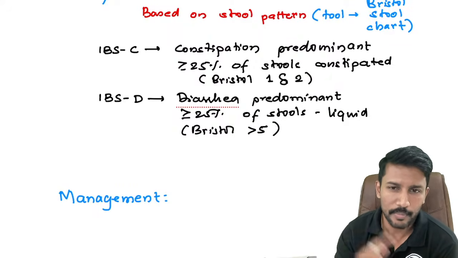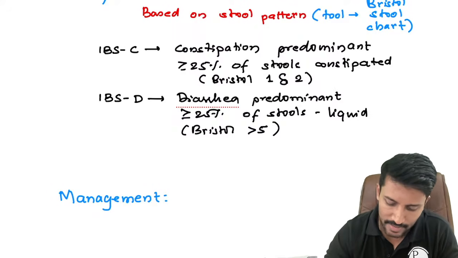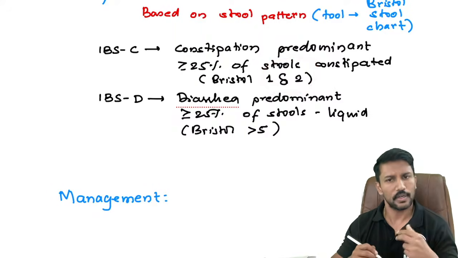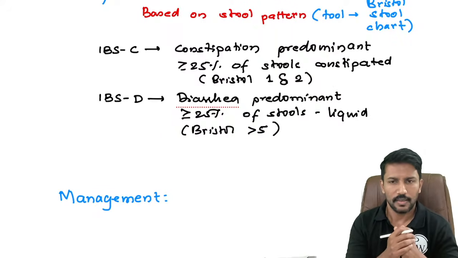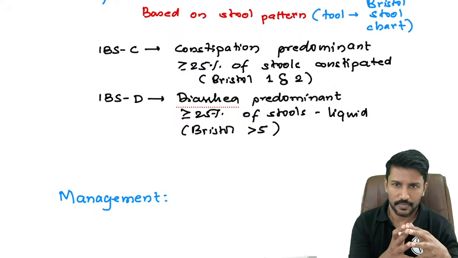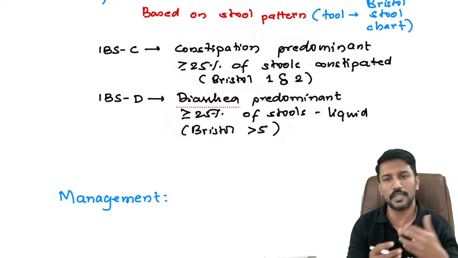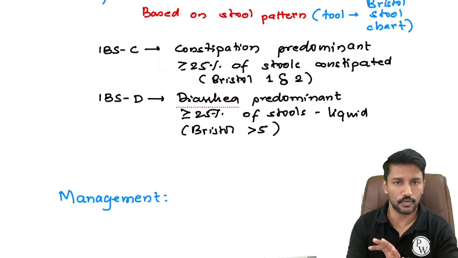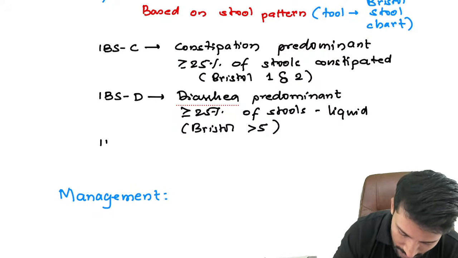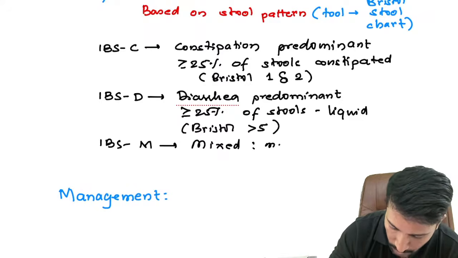And if they meet both the criteria, right? We have 7 days. Let us say on 2 days the patient had stools type 1 and type 2, and on 2 days the patient had stools 6 or 7. Then he is meeting both the criteria. Or let us say 3 days his stools were like this, 3 days his stools were like this out of 7 days. So he is meeting this criteria also, he is meeting this criteria also. Then we will call them IBS-M, which is mixed, meeting both the above criteria.